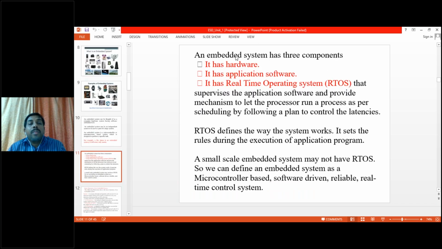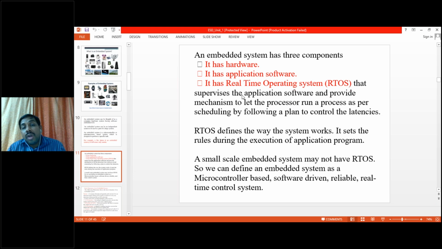So we'll see an embedded system has three components. It has some hardware, it has application software, it has a real-time OS. So why is it called real-time? Because it has to sense the events occurring in real time. So what does real-time OS mean? It supervises the application software. The application software is the program which tells how an embedded system must operate.